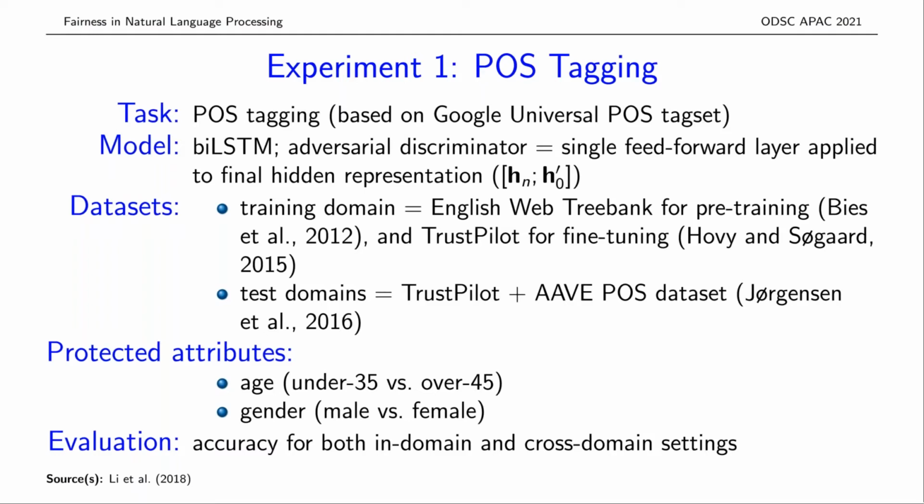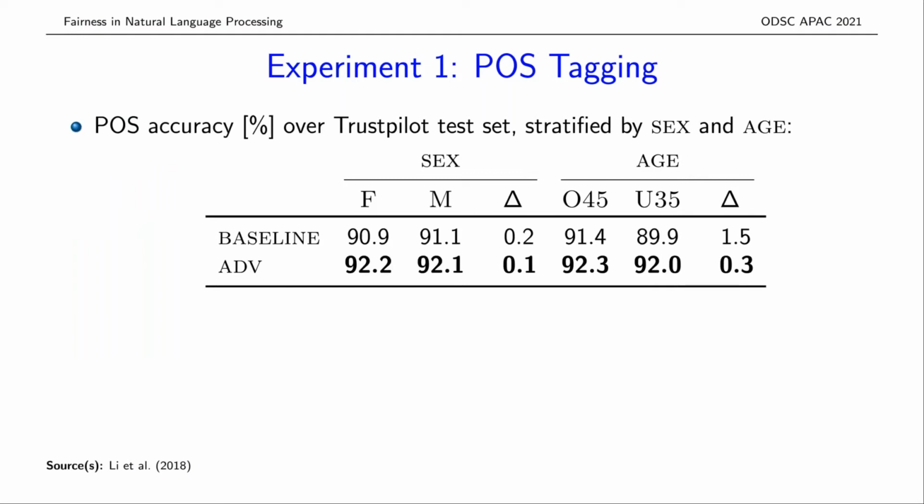The two particular protected attributes we're interested in are age, in terms of under 35 and over 45, based on previous work, and binary gender, male versus female. And so we're going to have a separate adversarial discriminator for each of those two protected attributes, which we're applying to our hidden representation, the concatenation of the respective LSTMs. Okay, so first, our baseline model, we don't have any adversarial discriminators at all. The ADV, the second row there, we have these two adversarial discriminators.